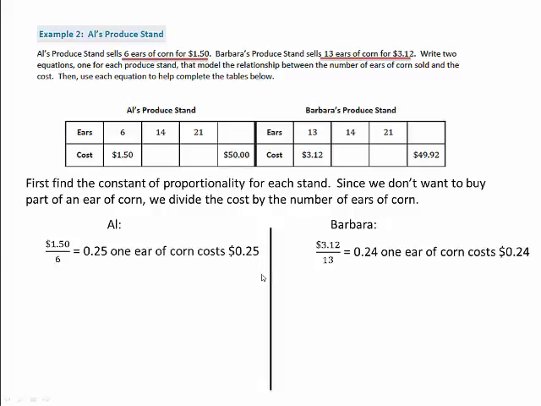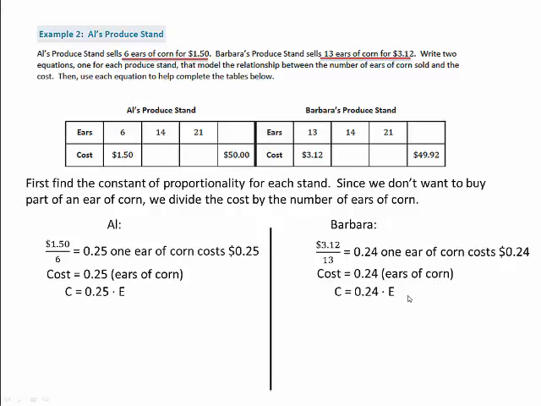If we wanted to write an equation, the cost is going to be the amount for 1 ear of corn times the number of ears of corn. If we use variables for cost and ears of corn, we get the equation C equals 25 hundredths times E. And it's the same for Barbara. Our cost is going to be 24 hundredths times the number of ears of corn, or C equals 24 hundredths times E. Now we don't need to write an equation where we have E equals something. We can substitute for C or E in this equation on either side.